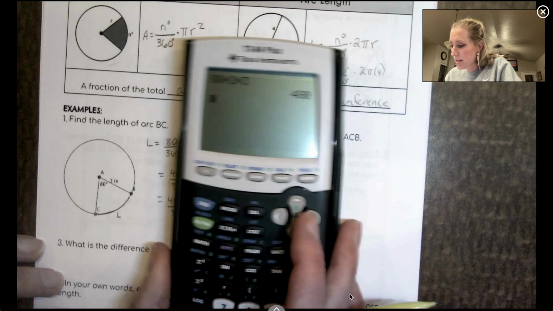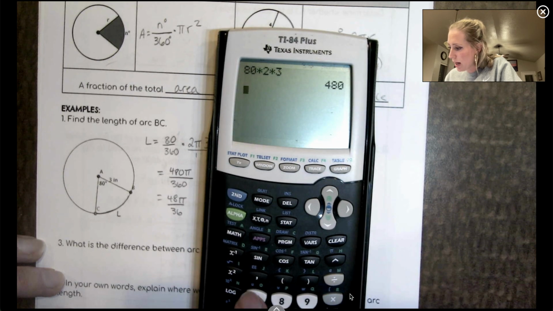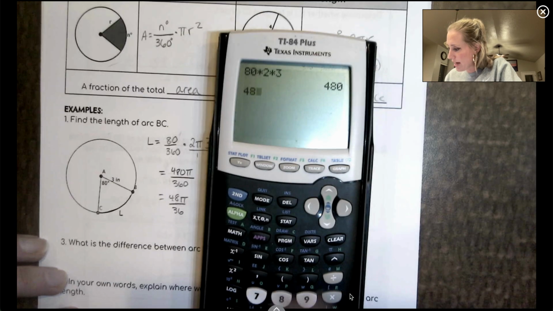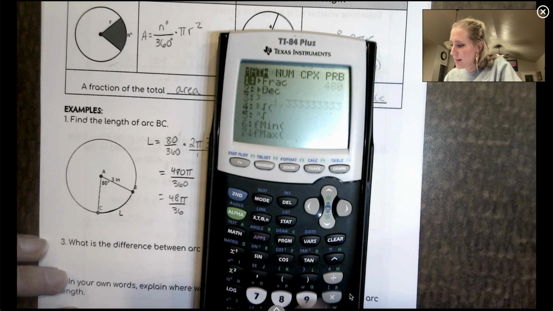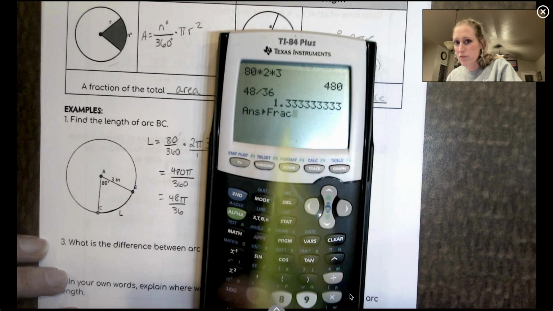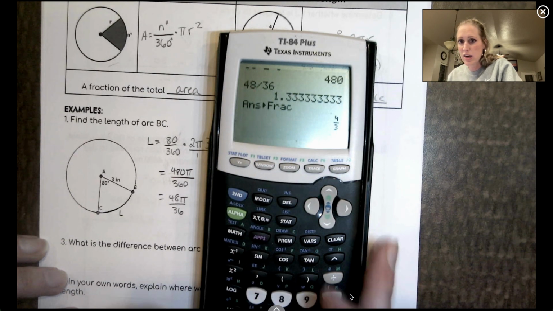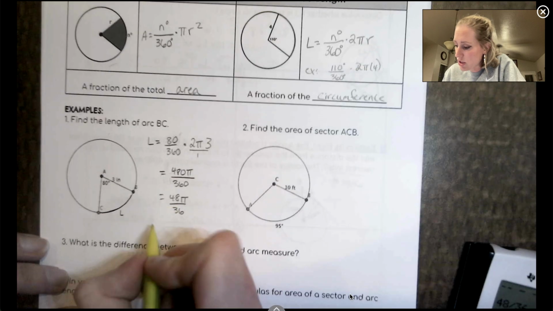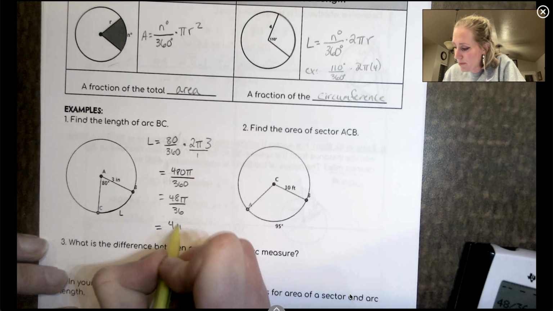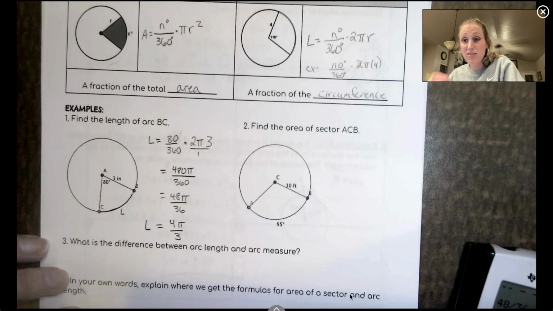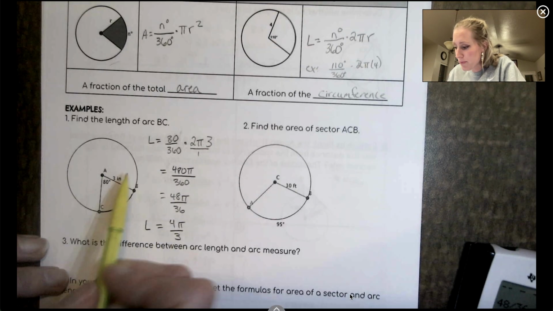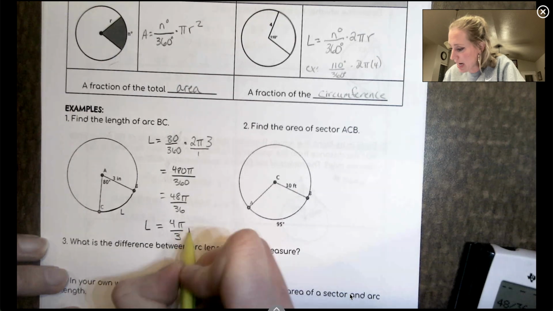On a graphing calculator, I'm not putting pi in the calculator, so I'm going to do 48 divided by 36. It gives me a decimal. I'm going to hit math and then see where it says fraction. Hit enter. So it's saying turn my answer into a fraction. Yes, please. Hit enter again. 4/3. And then I just leave pi on the top there. So my length is 4 pi thirds, and because it's a length, it's a distance unit, so it's going to be the same unit that our radius had.